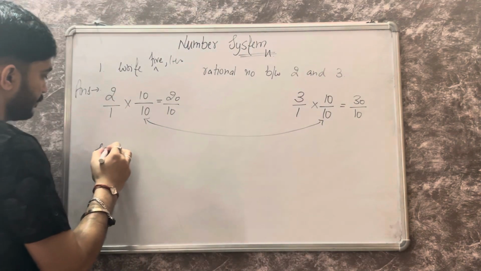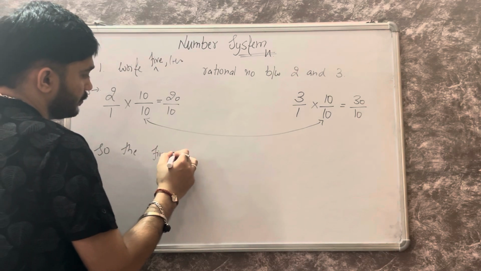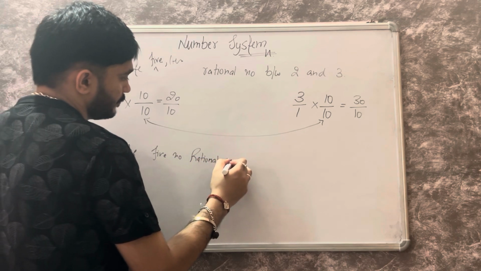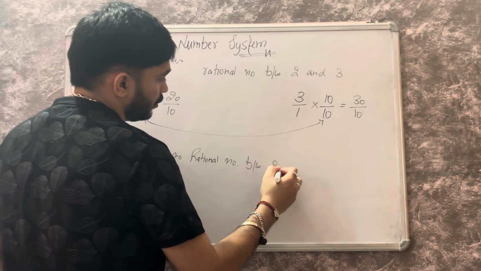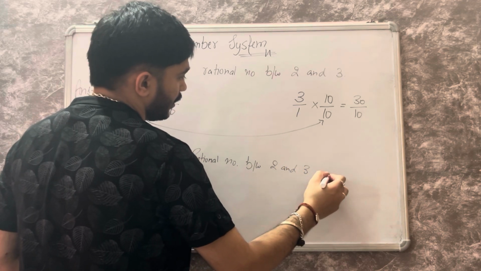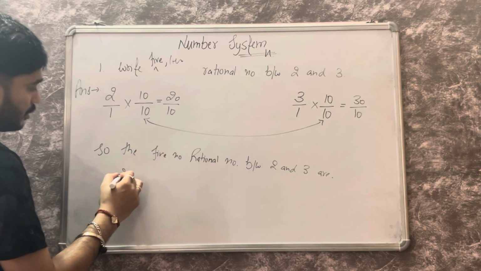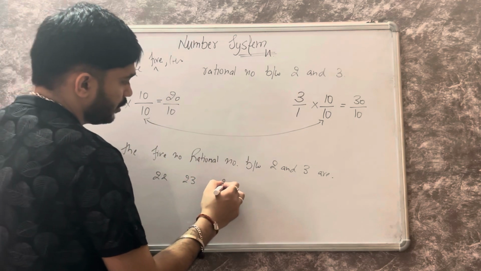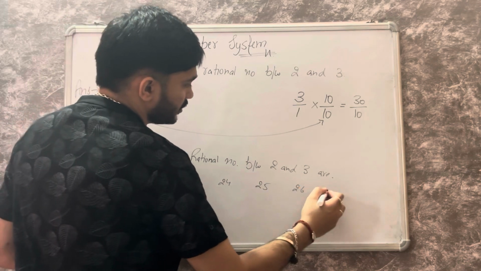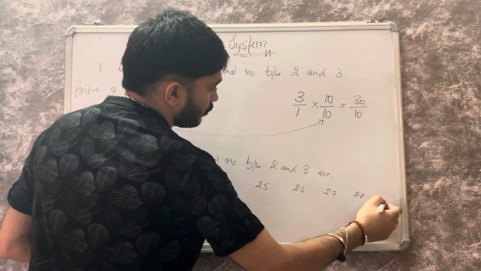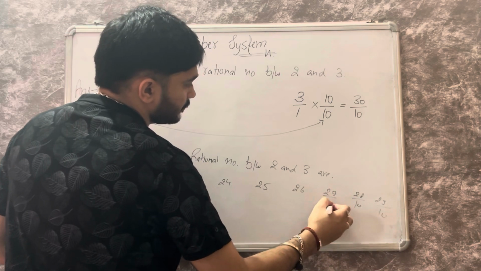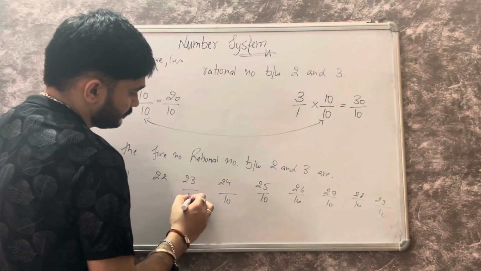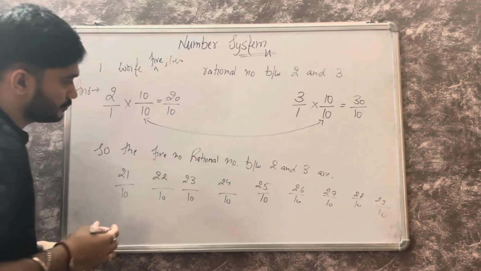See the numerator value, that is 20 and 30. So the 5 rational numbers between 2 and 3 are, what are those? Write the numbers between 20 and 30, that is 21, 22, 23, 24, 25, 26, 27, 28, 29, and divide all those by 10, because the 10 is in the denominator here. Any doubt?